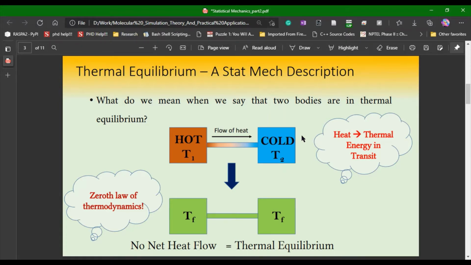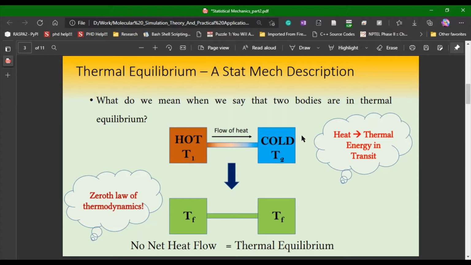So first, when we say that two bodies are in thermal equilibrium, what do we actually mean by that? What do we mean by thermal equilibrium? The concept of thermal equilibrium stems from the zeroth law of thermodynamics, which states that two systems, each separately in thermal equilibrium with a third, are in equilibrium with each other. So this looks fairly simple, and it's fairly simple to think about it.